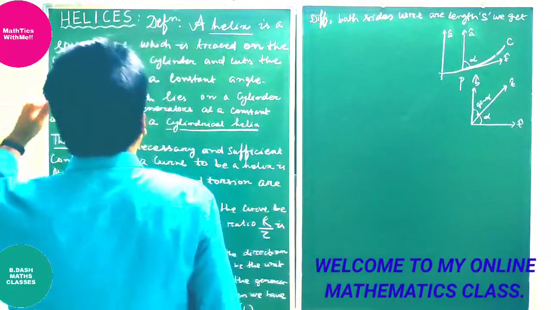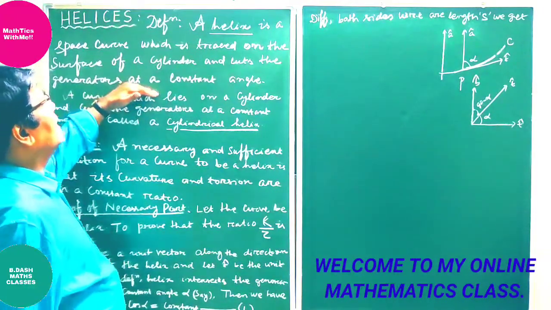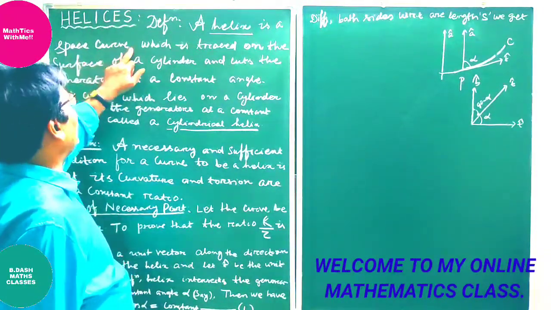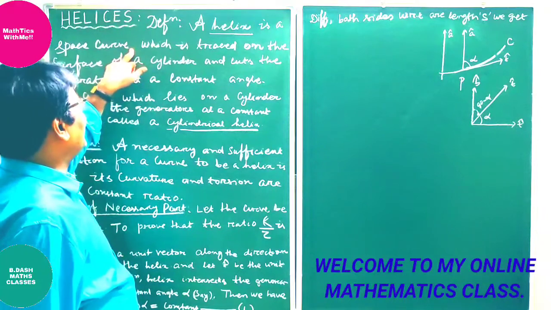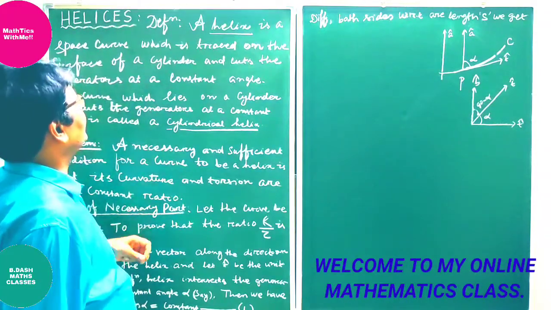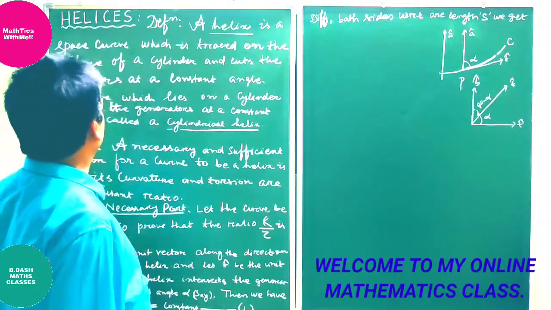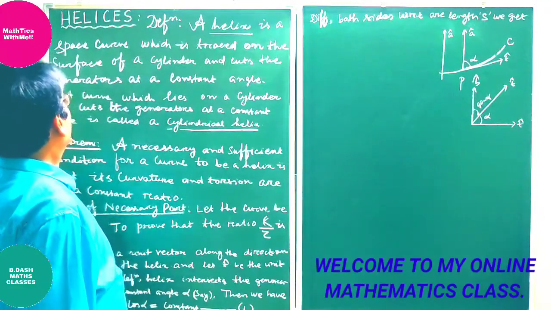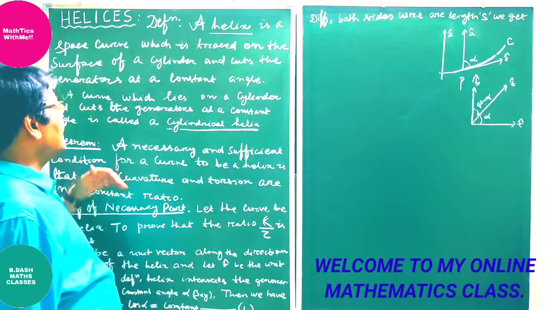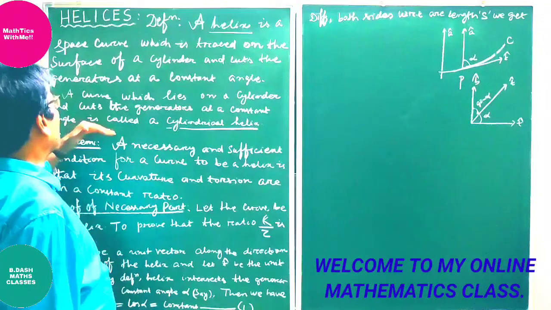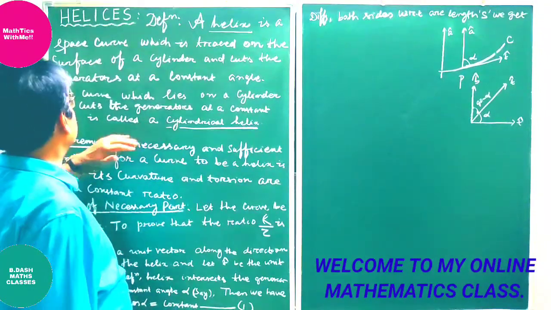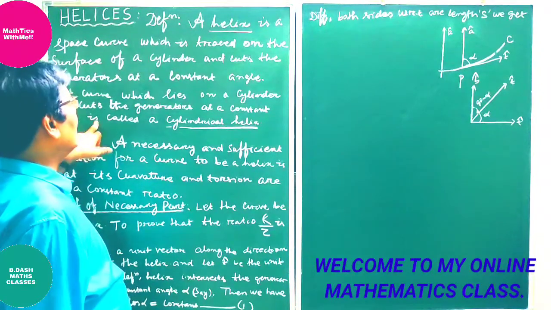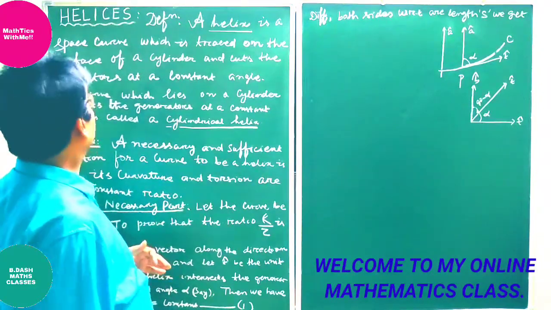So first of all, definition of a helix. A helix is a space curve which is traced on the surface of the cylinder and cuts the generator at a constant angle. A curve which lies on a cylinder and cuts the generators at a constant angle is called a cylindrical helix.